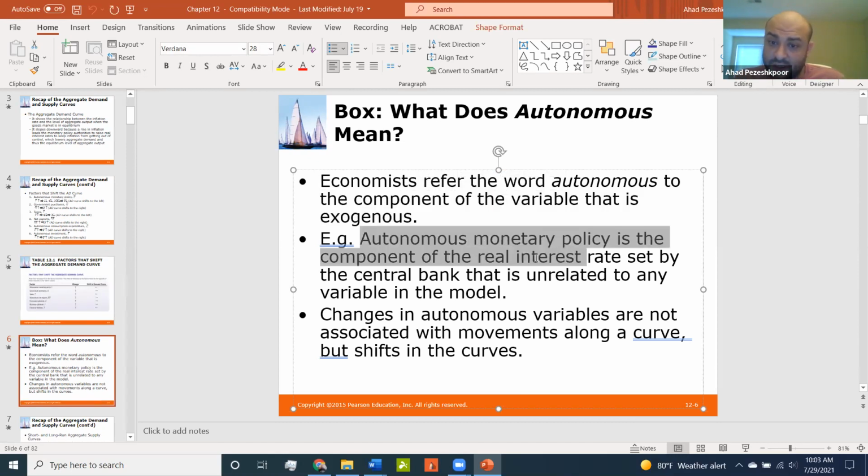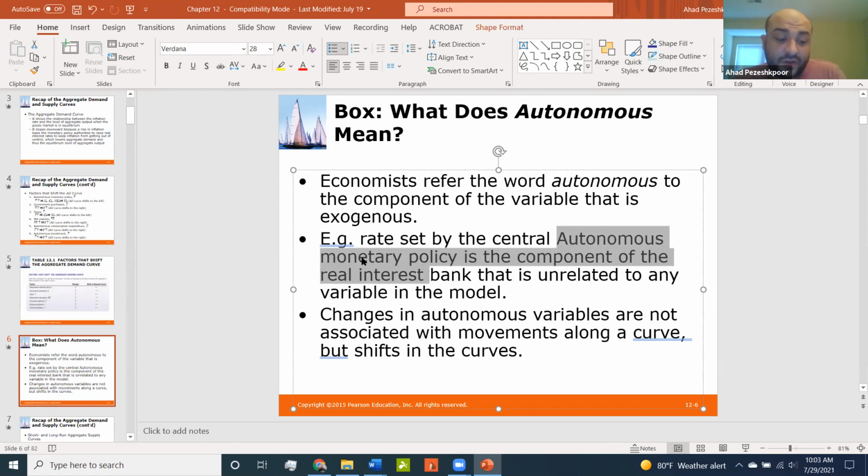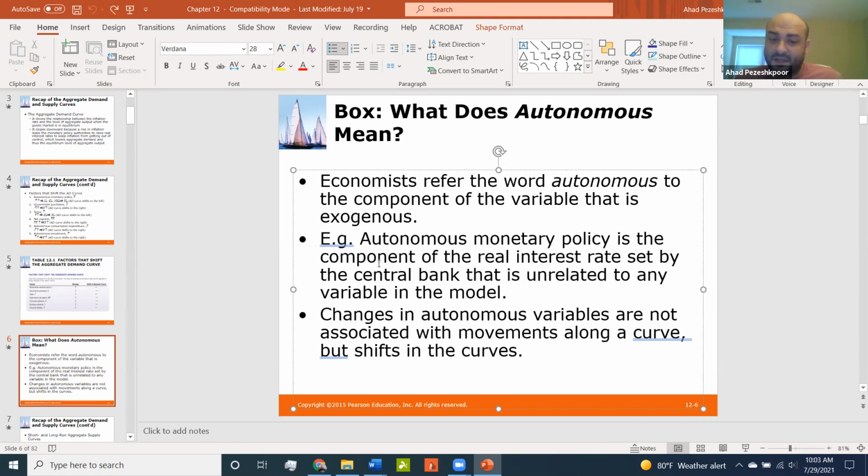Autonomous monetary policy is the component of the real interest rate set by the central bank that is unrelated to any variable in the market. That's just something that is there. So with changes in supply and demand, aggregate supply and aggregate demand, the autonomous real interest rate doesn't change. That's for other reasons, political reasons, historical reasons, legal reasons. Sometimes central banks, because they did some really interesting achievements before, are tied by laws in some countries, so they can't just do anything they want.